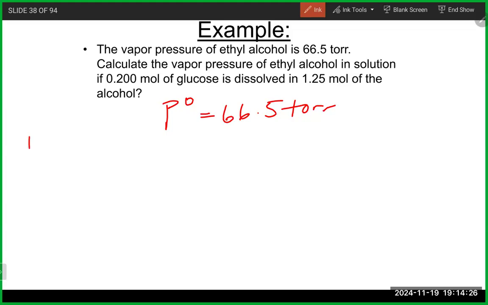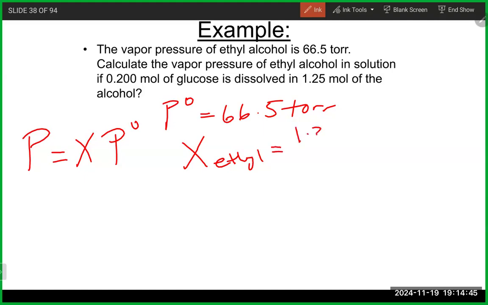We want to use our vapor pressure lowering, which is our mole fraction times our initial vapor pressure. So we want to calculate the mole fraction of our ethyl alcohol. That's going to be the moles of our ethyl alcohol, which is 1.25 moles, divided by our total moles, as we just talked about. So that's going to be our 1.25 plus our 0.2 moles, and that'll give us our total moles.